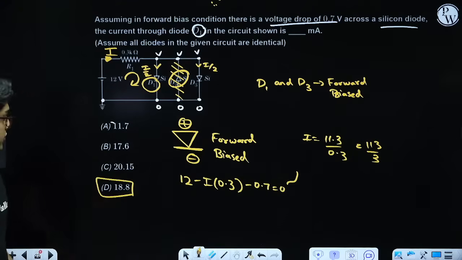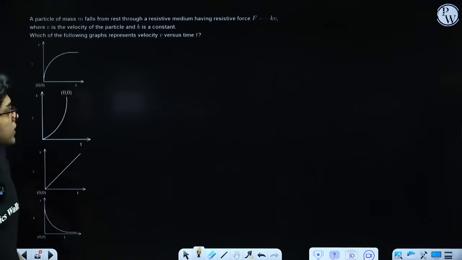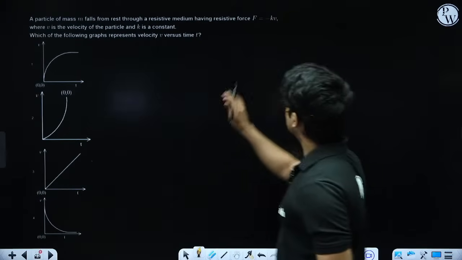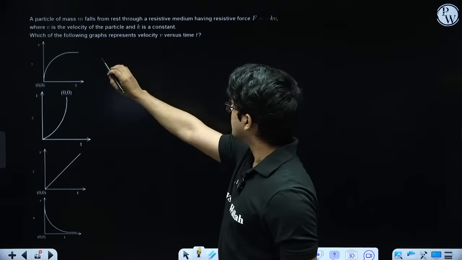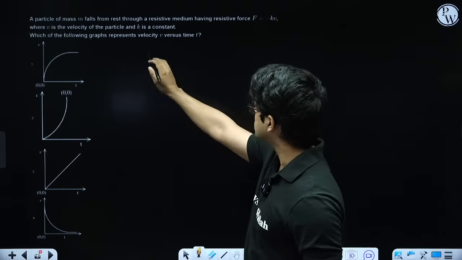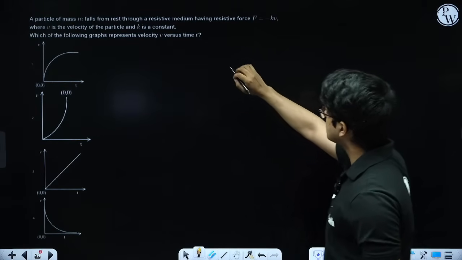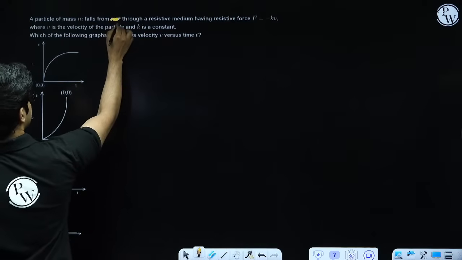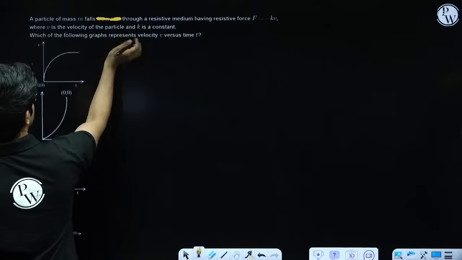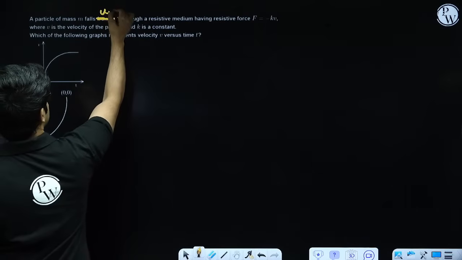Okay, so this question was basically a simple diode problem. This text is a bit small, but I'll read it. We have a mass that falls from rest through a resistive medium. This "falls from rest" should be removed. It falls with some initial velocity, take it as u.